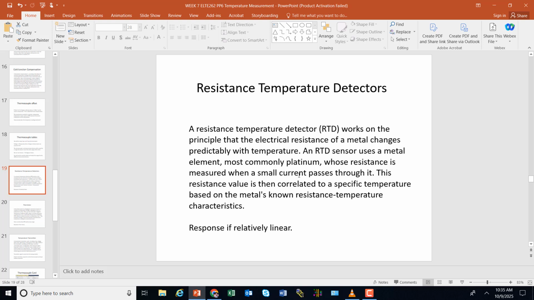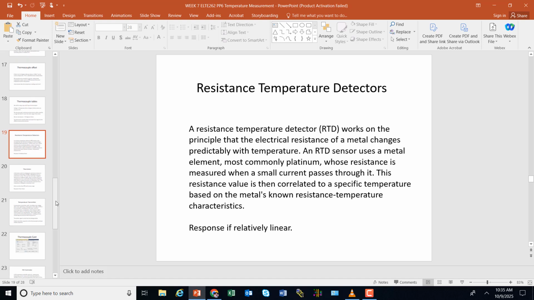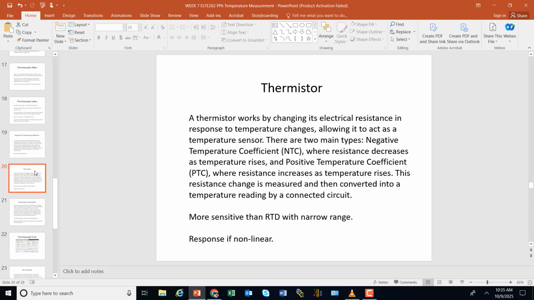So the good news about RTD is that the response is relatively linear. We assume that it's linear, so you don't need as much signal conditioning as you would with the thermocouple, which is nonlinear. Okay, and you'll see a lot of the equipment that we've got can be set up to work with RTD. You can get transmitters that work with RTD, or you can get them that work with thermocouples. Analog cards can work with RTD, stuff like this. Okay.